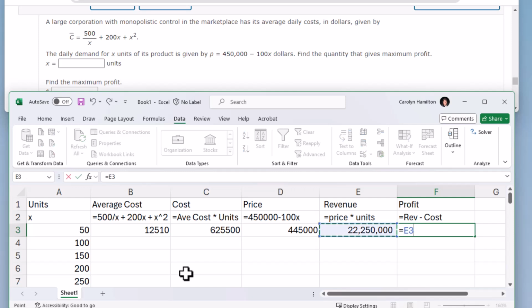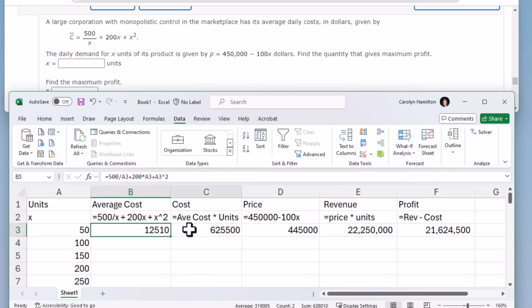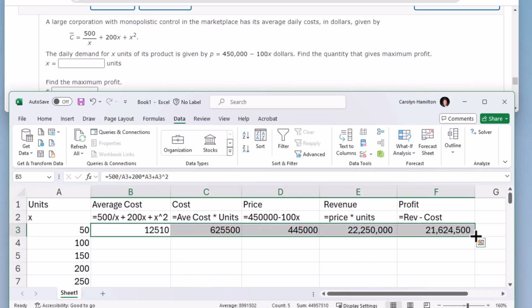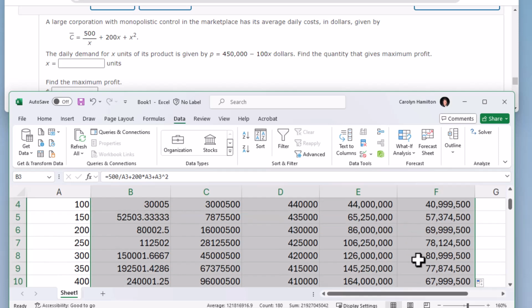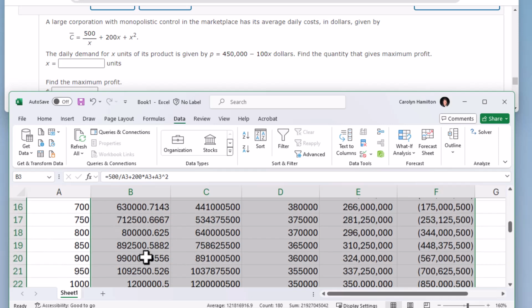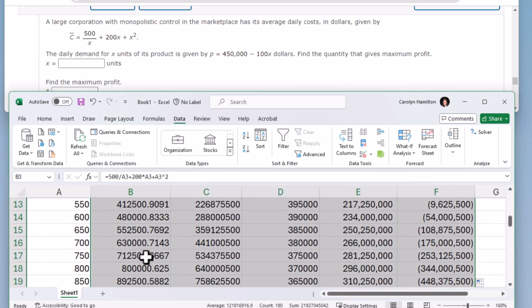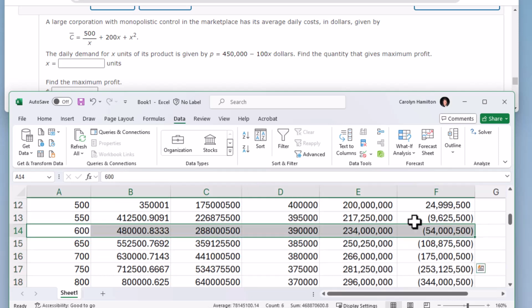Finally, profit is revenue, take away cost. Copy those down. Look at my profit. Looks like it went up to 80,000. Now it's going back down. So it looks like there is a maximum somewhere around in here. These are all negative profits, so I'm just going to get rid of all of these.